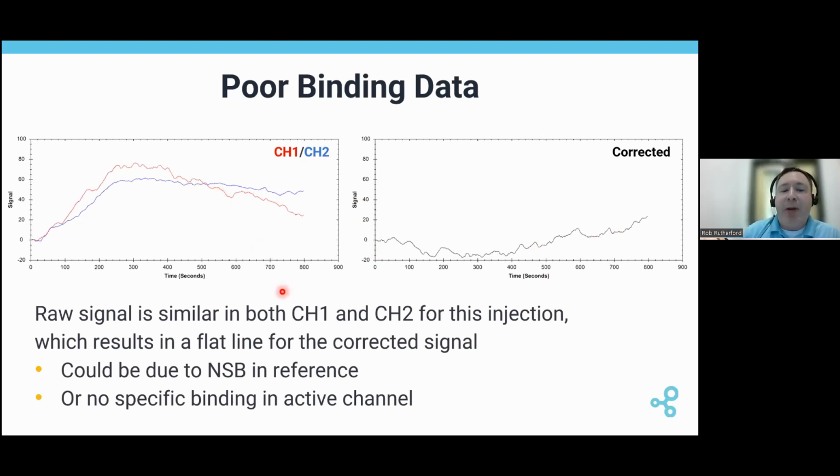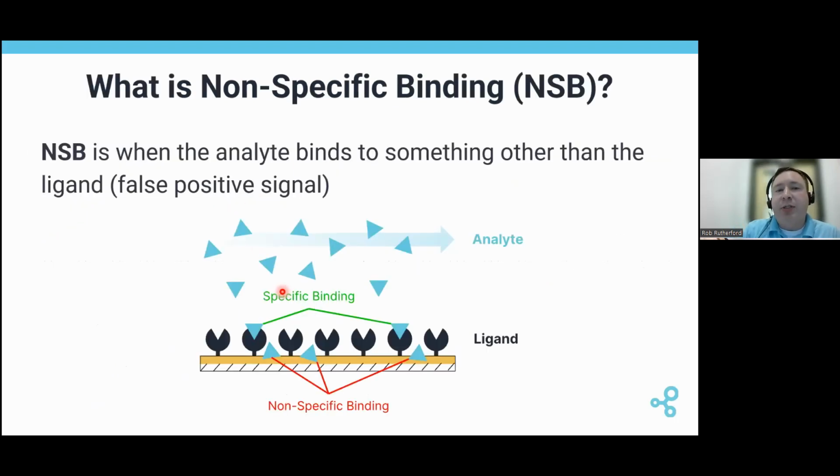If this is happening, there's a couple of options. So the first one that we would try and investigate is non-specific binding occurring. If the signal is large, it means that you're not seeing no binding. You're probably having your analyte interact with your sensor in a non-specific way. So you're getting a false positive, basically. Non-specific binding can be caused by a number of different factors.